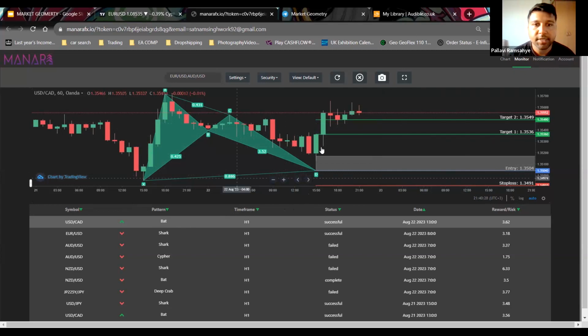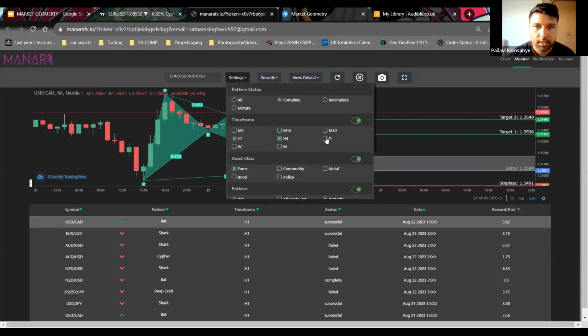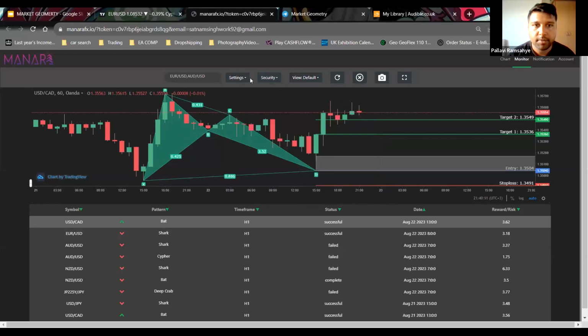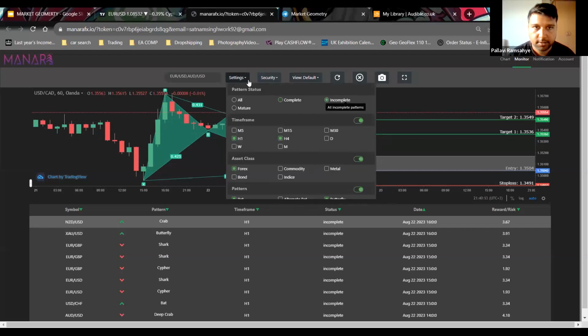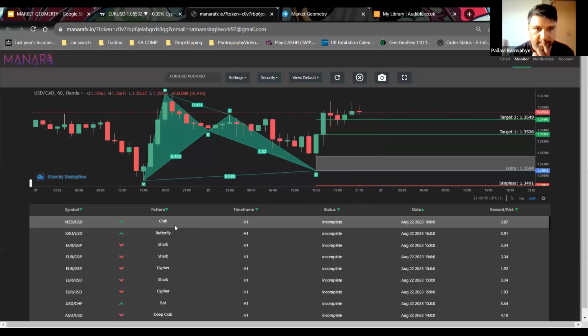As you can see here, USD CAD, the one that we was looking at, did play out, and it did hit target 1 and target 2. So that was really good. I'm going to try and find a few patterns that we can look at now. So let's look at incomplete patterns, actually. Let's try and look at a few incomplete patterns.